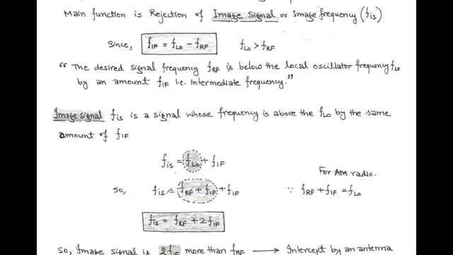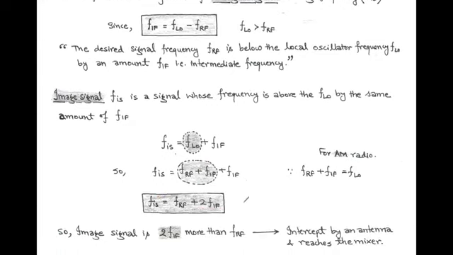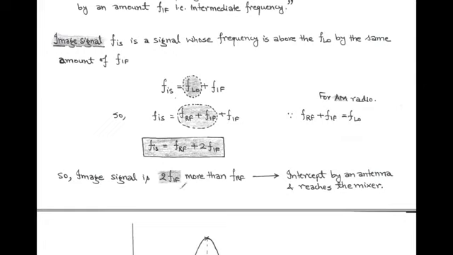And the image signal equals radio frequency plus twice the intermediate frequency. So we can say that the image signal is twice the intermediate frequency more than the radio frequency, and this image signal is intercepted by the receiving antenna and reaches the mixer.